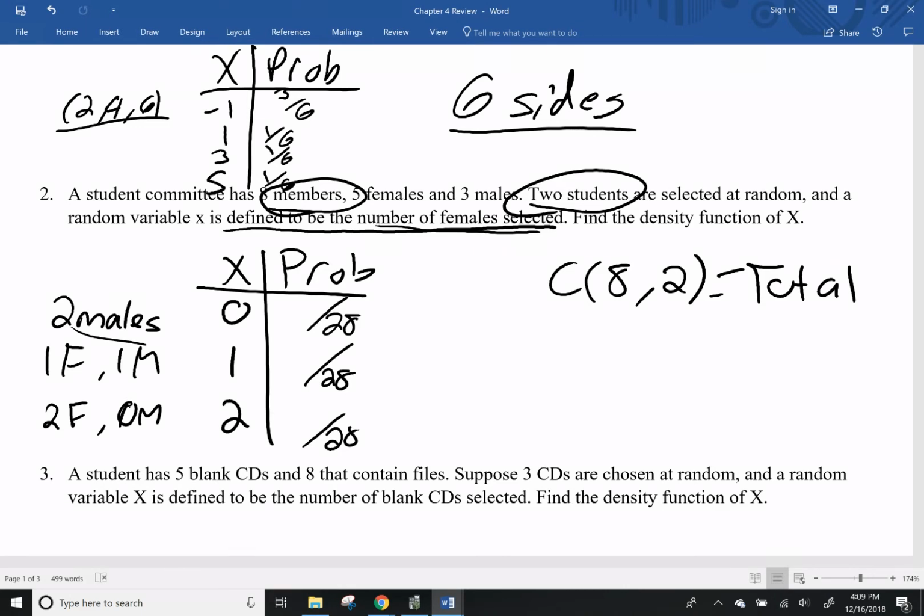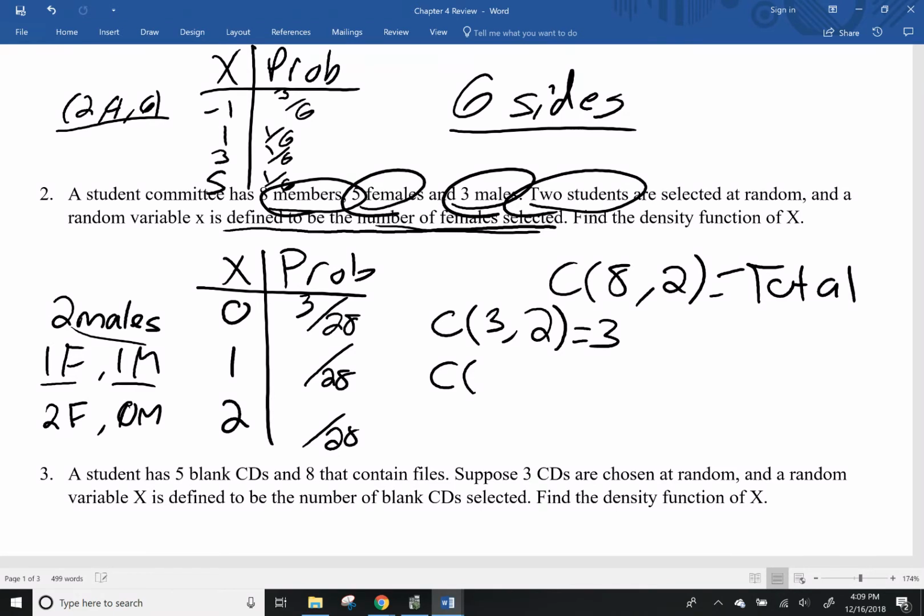So 2 males will be my first one, right? So the combination of choosing 2 males. So there are 3 males in total. And in this first scenario, I'm picking 2 of them. So there are 3 males, and I'm picking 2 of them, and that number is equal to 3. So that would be 3 out of 28 for that first one. Now the second one is 1 female and 1 male. So that's a combination. Let's do the females. There are 5 females to choose from, and I'll be selecting 1, times the combination.